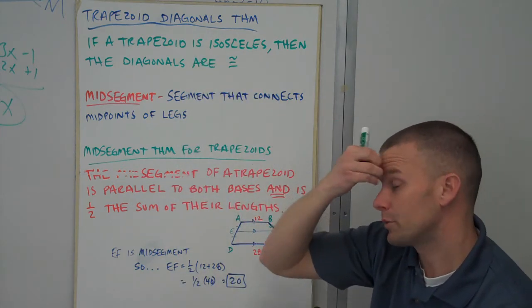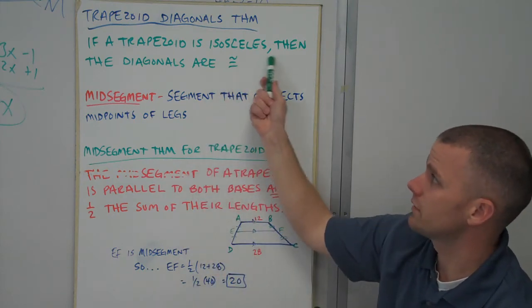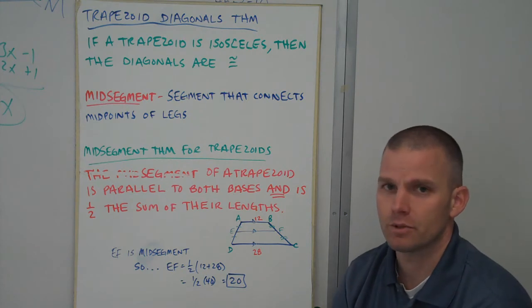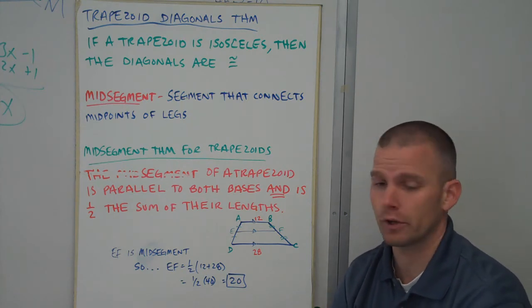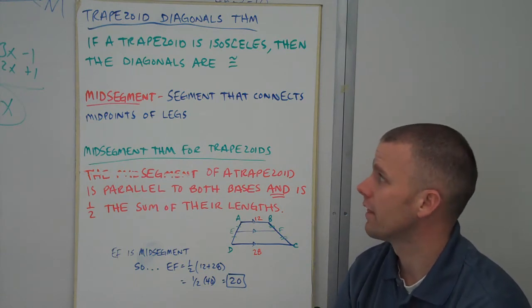Another theorem involving trapezoids is the trapezoid diagonals theorem. If a trapezoid is isosceles, then the diagonals are going to be congruent. Only if the trapezoid is isosceles. If it's just a regular trapezoid, the diagonals will not be the same. But if it's isosceles, they will be the same.